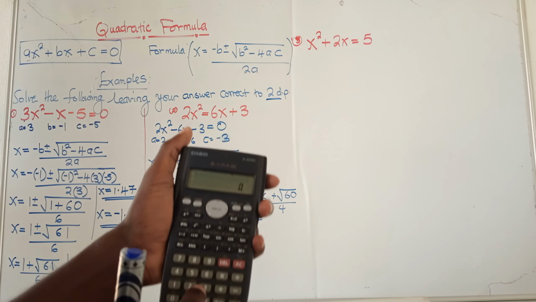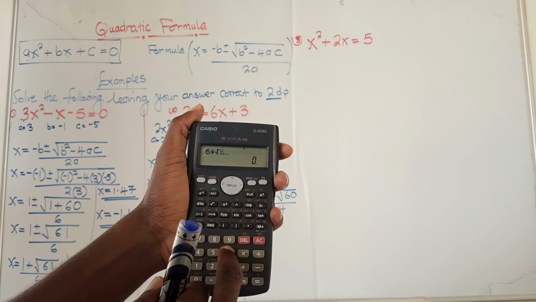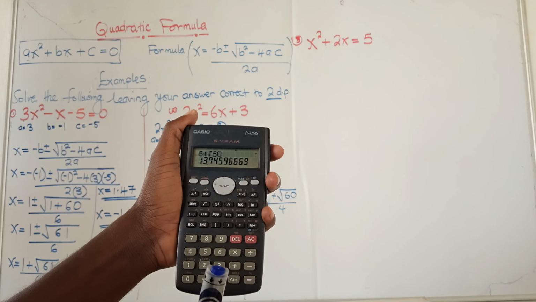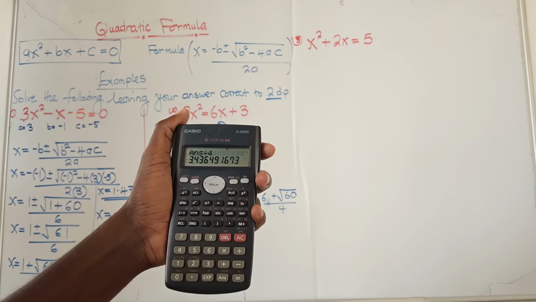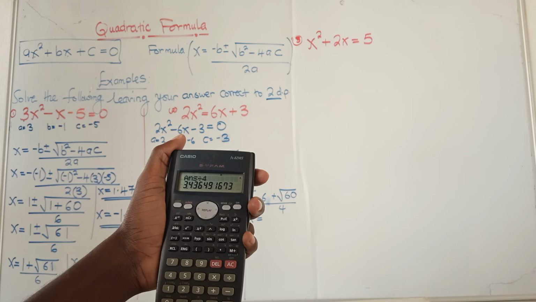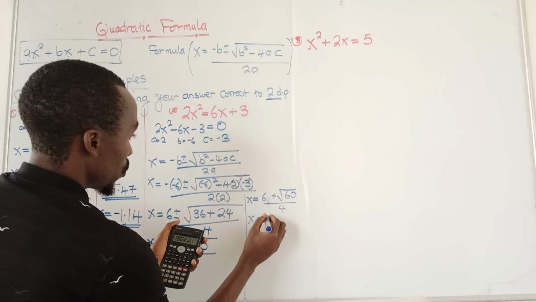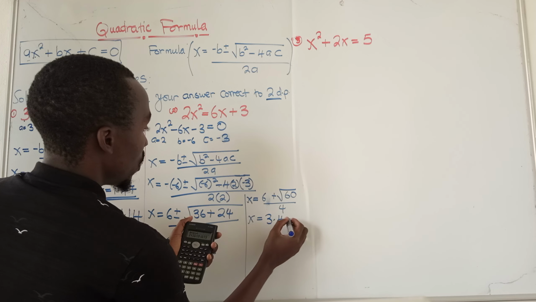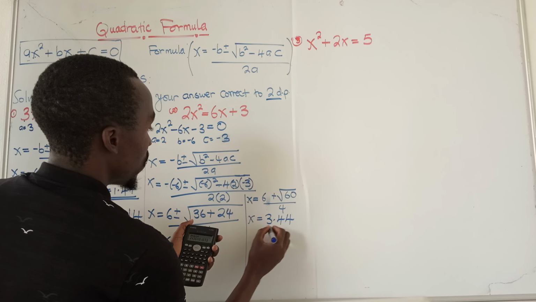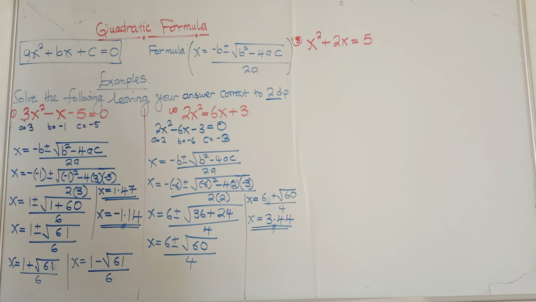So your x will be equals to, let us work that one out. So we are saying 6 plus the square of 60 is equals to that, and then we divide it by 4. We are going to have 3.436. So in short, we are saying 3.4. The 3 will be a 4. It will get a 1 from the 6. That is your first answer.